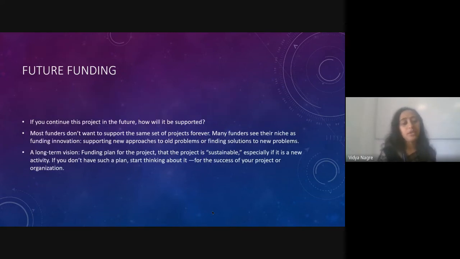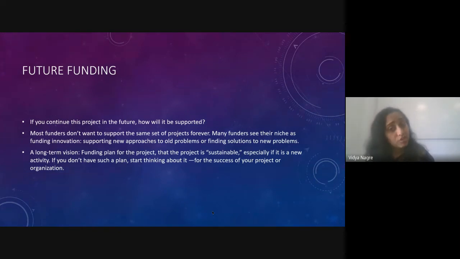Future funding. If you continue this project in future, how will it be supported? So if your project or your research is long lasting, that won't be finished in a very small span of time, then what to do? Most funders don't want to support the same set of projects forever. Many funders see their niche as funding innovation. So they've tried to find it as an opportunity, supporting new approaches to old problems or finding solutions to new problems, whatever it is. But they want to invest into new things and not for a long time.